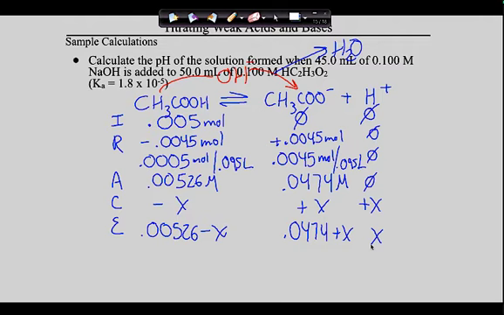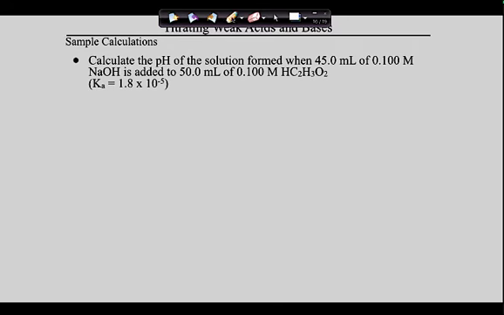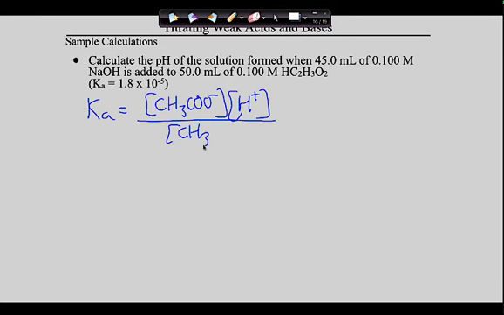Am I okay? Yeah, but I need to go to another page. So I'm going to get rid of this. So then we've got Ka is equal to, and yes, you have to write this down. So 1.8 times 10 to the negative fifth. Help me out here, guys. What's my numerator?